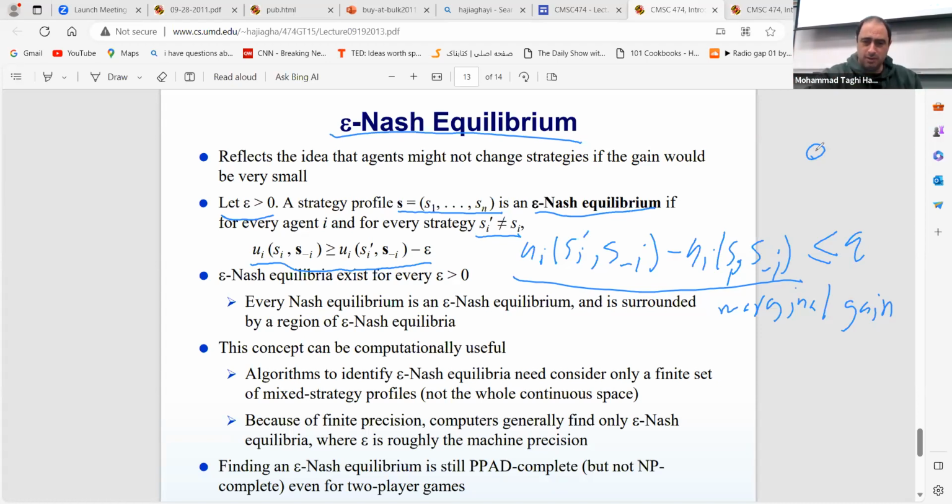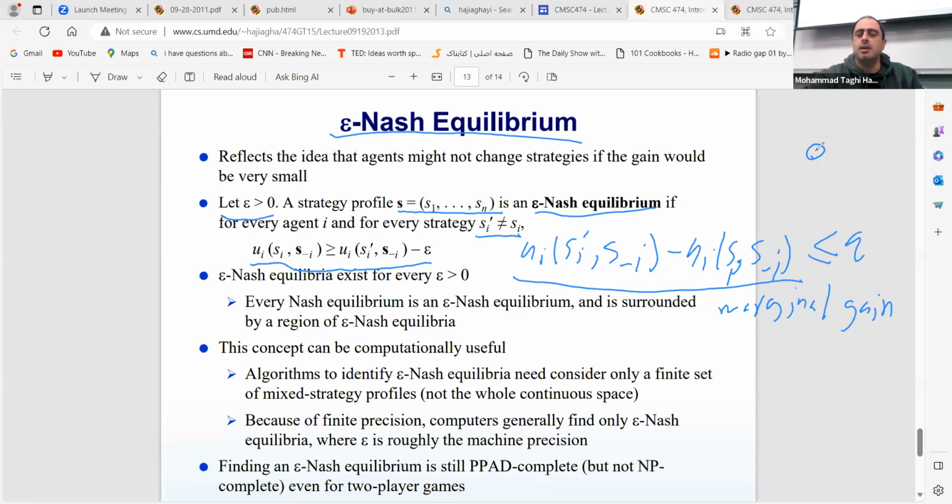One idea is that when we compute a Nash equilibrium using a computer, it has a certain precision. So even the one that you find by computers is bounded by the precision of the computer. In some sense, you can only find an epsilon Nash, not really the Nash, at least not in the general case.